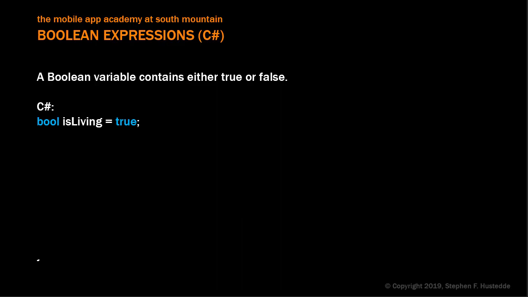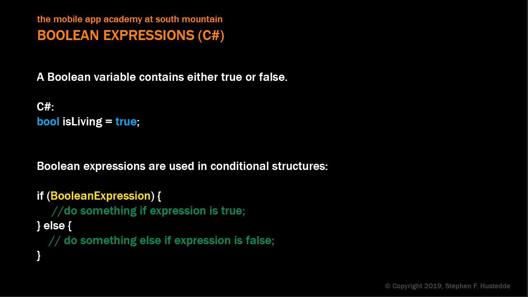So we have Boolean expressions. We also have Boolean variables. And a Boolean variable contains either true or false. So in C# we'd write an expression such as bool, that's our Boolean data type, isLiving equals true. Maybe this is a value we want to keep track of for a person, maybe a celebrity, whether they're still alive or have passed away. And the thing about Boolean expressions is that you're going to use these in conditional structures, or maybe in a repetition structure.